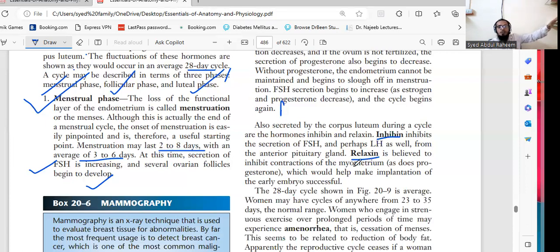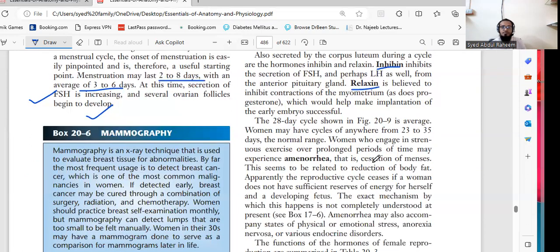Also, if fertilization happens, relaxin will work. What will relaxin do? It will inhibit the contraction of the myometrium. But here fertilization doesn't happen, so relaxin will not be active, so myometrium activity will happen and it will release all the waste products; the dead tissue will be gotten rid of from that area.